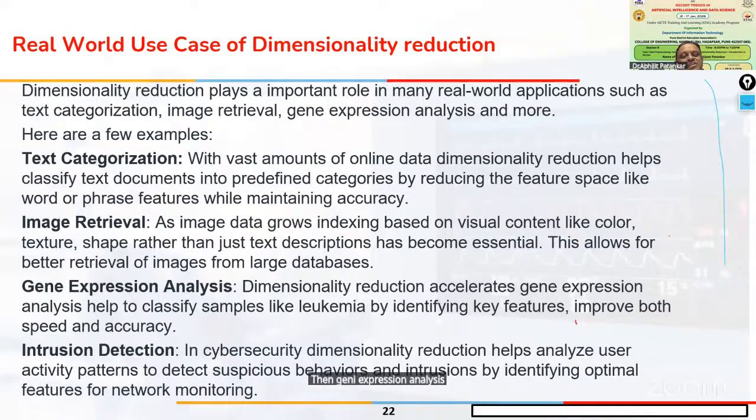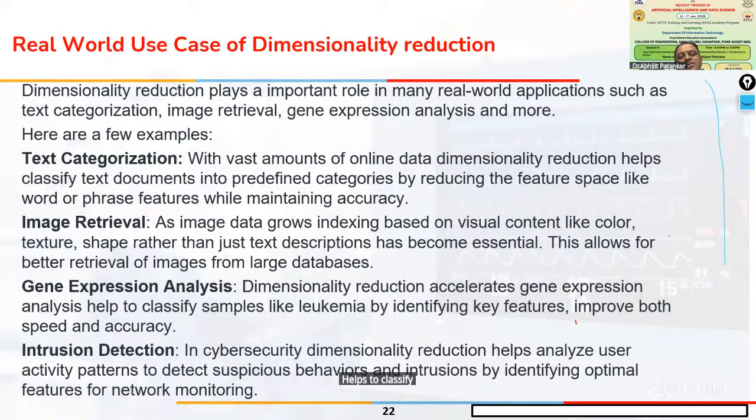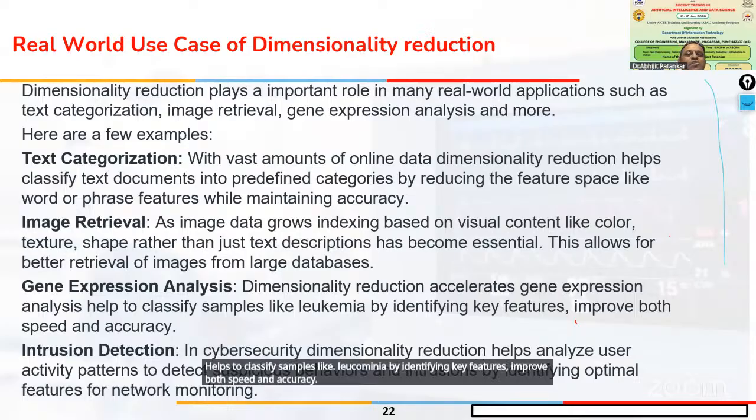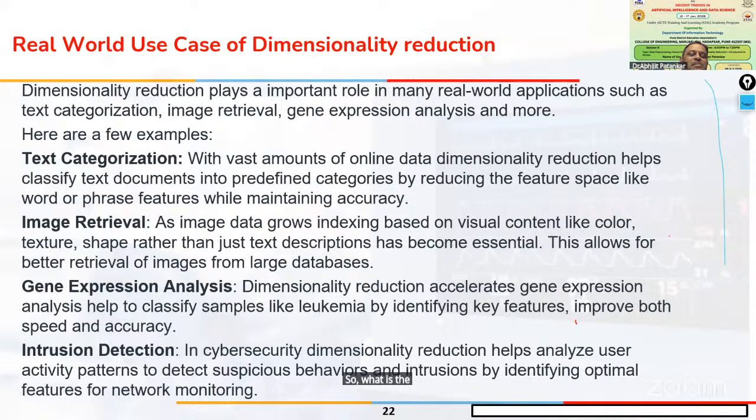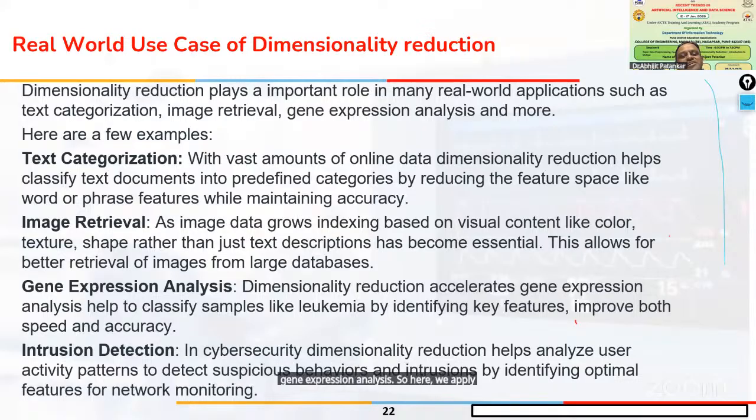So dimensionality reduction accelerates gene expression analysis, and helps to classify samples like leukemia by identifying key features, improving both speed and accuracy. So what is the leukemia, whether other features are matching or not. So we create the model by gene expression analysis. So here we apply dimensionality reduction.